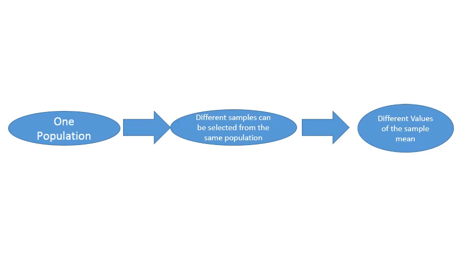The displayed figure will elaborate the idea of the sampling distribution, the sampling distribution of the sample mean. We have one population and we can select different samples from the same population, and hence we will expect to have different values for the sample mean, making this sample mean a random variable with a certain probability distribution.